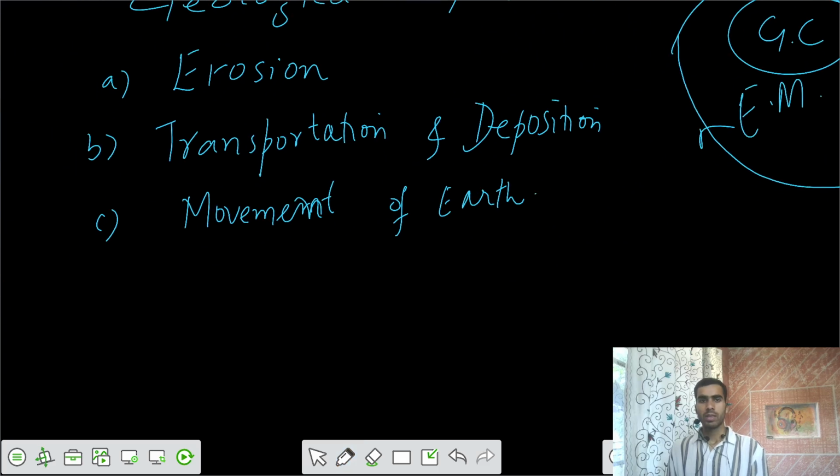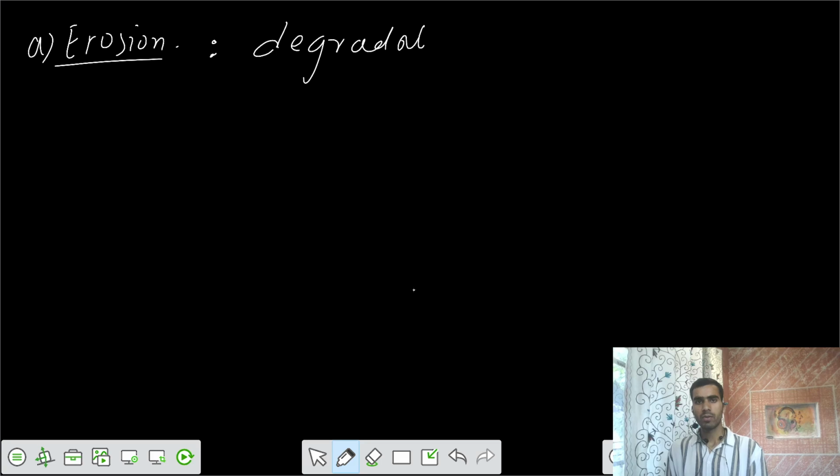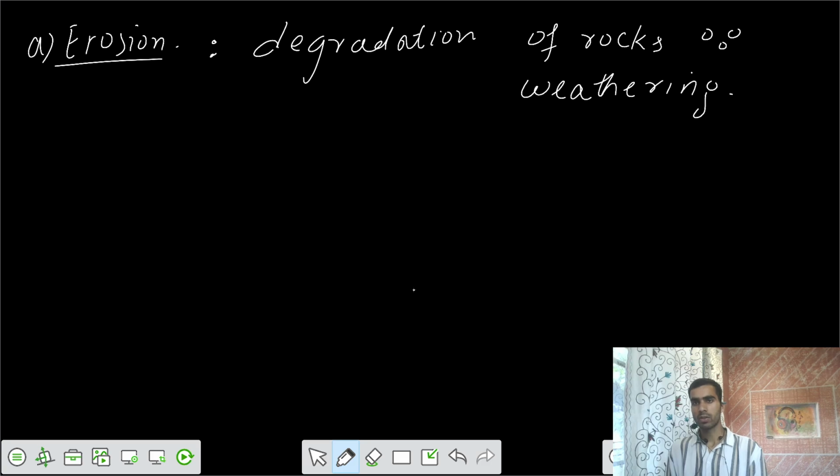Now, if we talk about the first part, that's erosion. So what's erosion? We say erosion means the degradation of rocks because of weathering. So when we have weathering, there we have rocks degraded, so that it can be either physically or it can be chemically. So we have first kind of weathering, that's physical weathering.